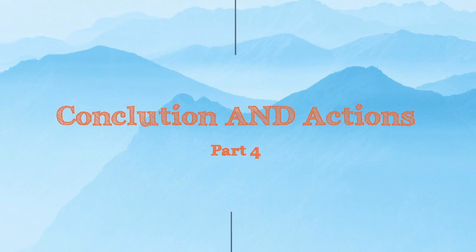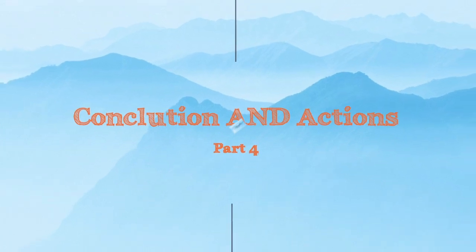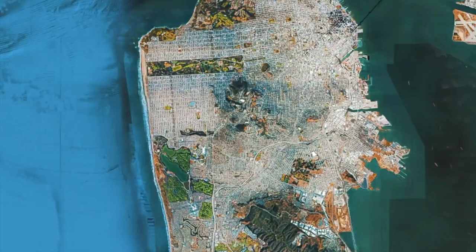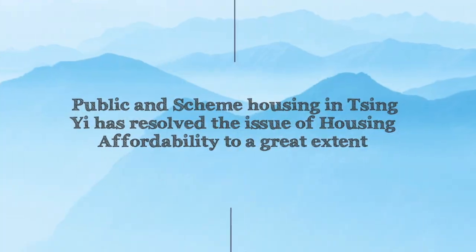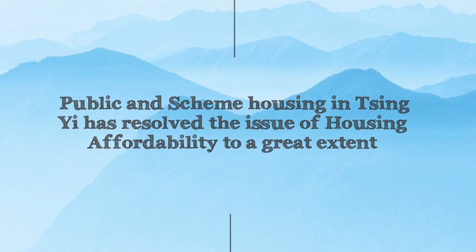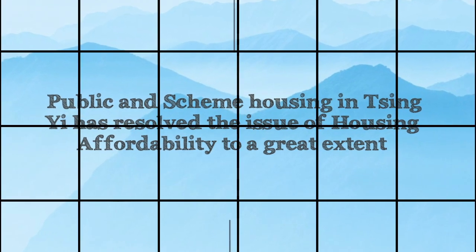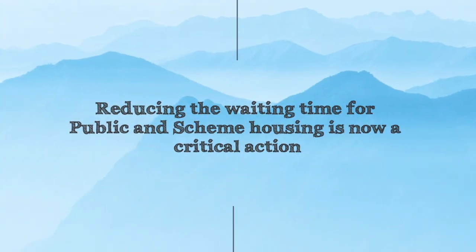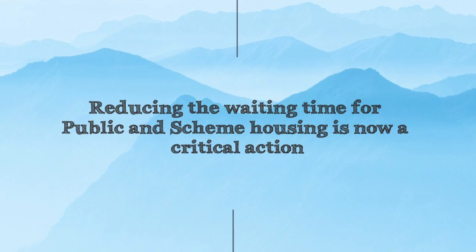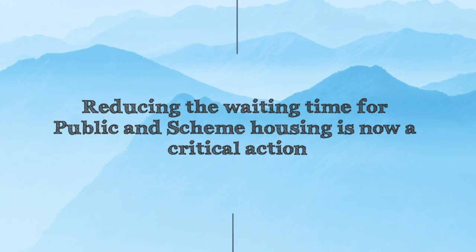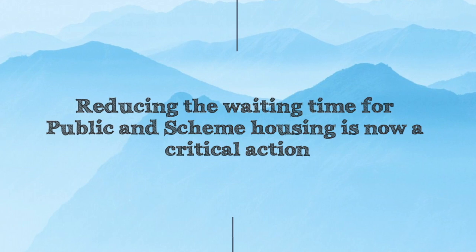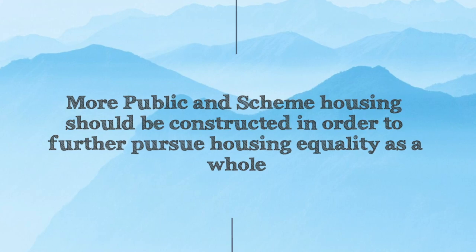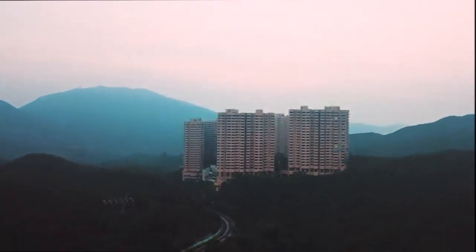Finally, it's time to wrap up. Through this video, my aim has been reached, as a strong interconnection between my two variables has been demonstrated. Though more variables can be discussed, we can still recognize that public and scheme housing in Tsing Yi has resolved the issue of housing affordability to a great extent, while benefiting the housing inequality issue at the same time. Meanwhile, the downside has also suggested that reducing the wait time of public and scheme housing is now a critical action when trying to resolve Hong Kong's housing inequality issue. To that end, more public and scheme housing should be constructed in order to further pursue housing equality as a whole. Thank you.